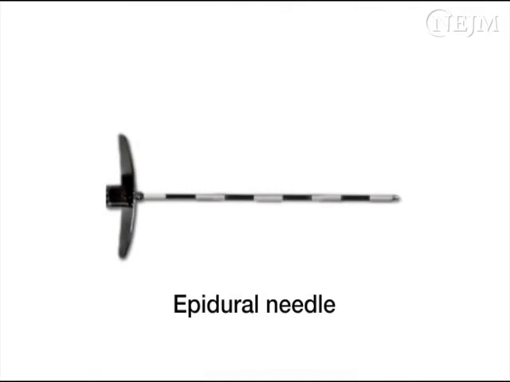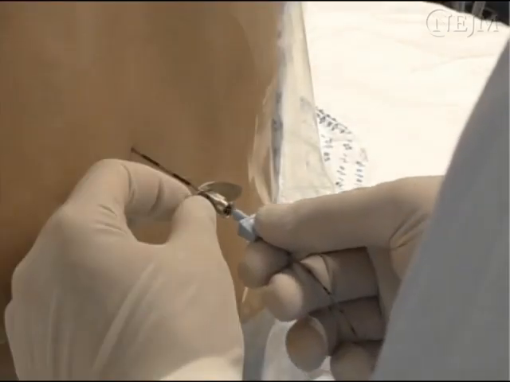First, refer to the markings on the needle to note the depth at which the needle has entered the epidural space. For example, if you use a 9 centimeter epidural needle, when 4 centimeters of the epidural needle remain outside the patient's skin, the distance from the skin to the epidural space is 5 centimeters. Note that longer epidural needles are available to use in obese patients.